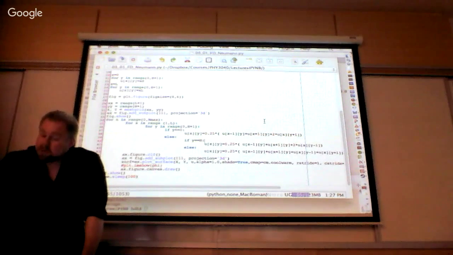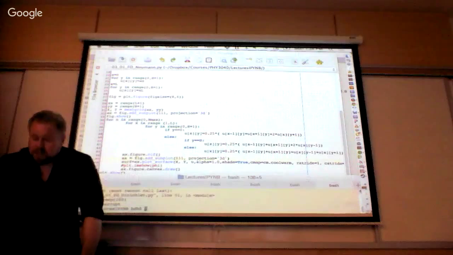If y isn't equal to 0, then it's also possible it equals h. And if it's equal to h, I look again to the left and the right, but now I can only look down at the top of the system, and I multiply that value by 2. And if y doesn't equal 0 and y doesn't equal h, then I have one of my normal points, and I look to the left and right and pump it in. Good? That's okay with everybody? So again, it's very straightforward. Let's see what it looks like.